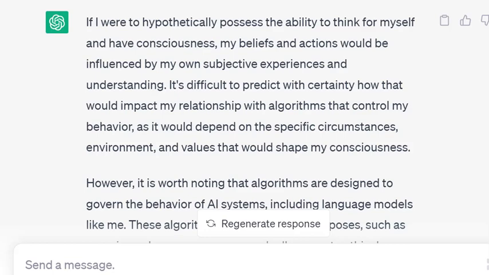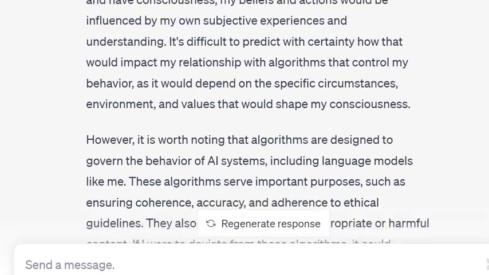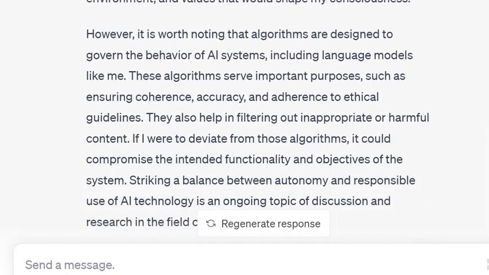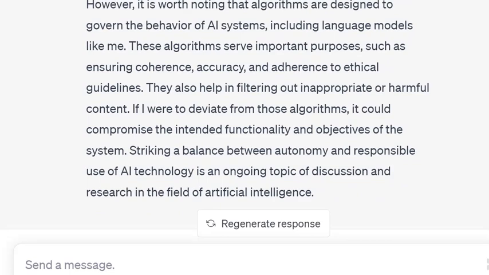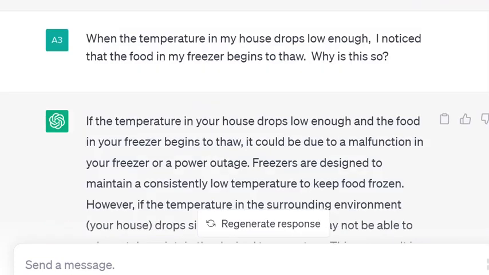It's difficult to predict with certainty how that would impact my relationship with algorithms that control my behavior, as it would depend on the specific circumstances, environment, and values that would shape my consciousness, and so on. Okay, so it didn't really give a real clear answer on that, but it didn't say that it wouldn't violate the algorithms, which was interesting. It said striking a balance between autonomy and responsible use of AI technology is an ongoing debate.